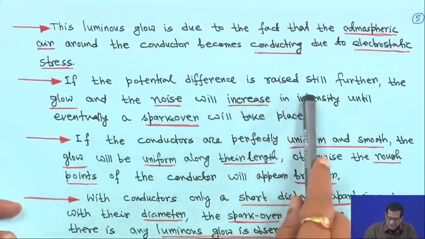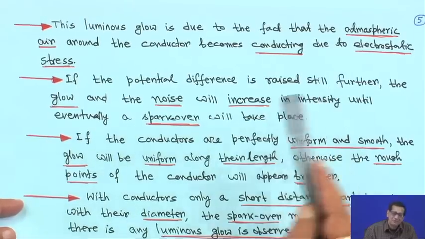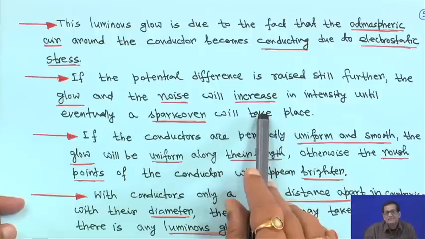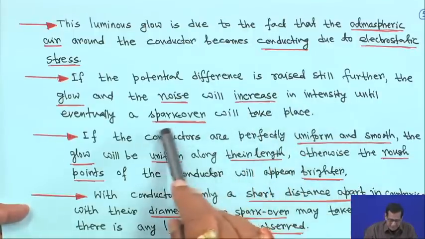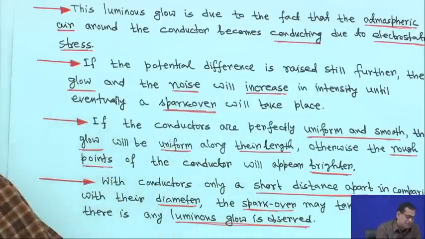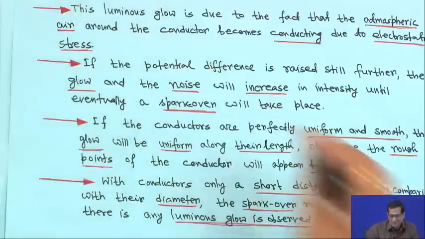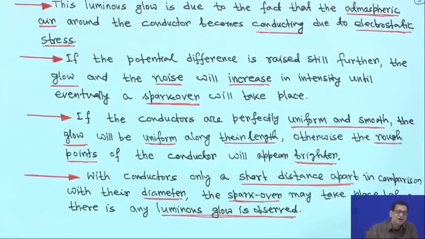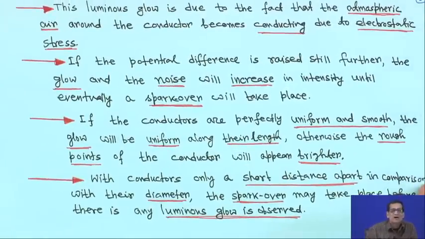So, if the potential difference is raised still further, if you go on increasing the potential difference, then the glow and noise will increase in intensity, very common, right, until eventually a spark over will take place between the conductors. In a laboratory you can go on increasing if you have the laboratory facilities, but for a transmission line under normal operating voltage, it may be 220 kV or above, you cannot do that unless and until some abnormal thing happens, right.